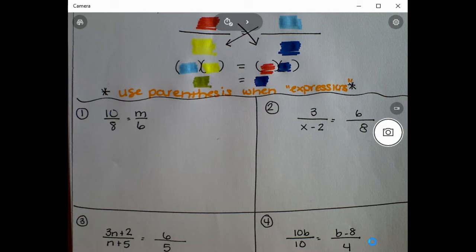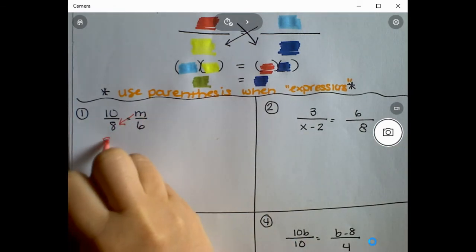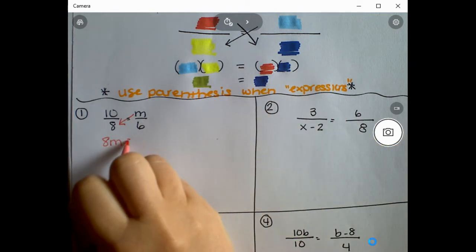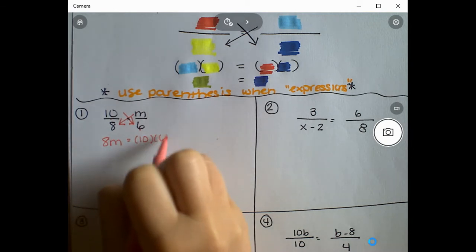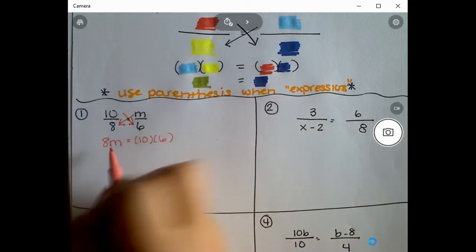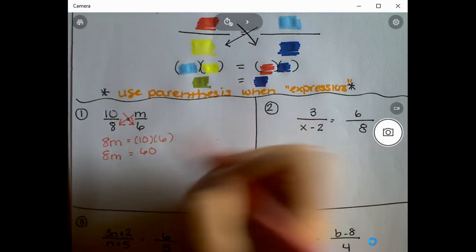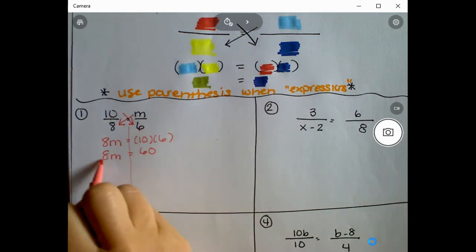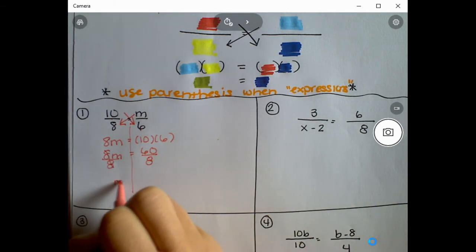So to cross multiply, you're going to multiply across the equal sign. So m times 8 is the same as 8m, because of the commutative property, equals, cross again, 10 times 6. 8m stays 8m, equals 60. We like to draw straight lines down the middle when we're solving equations. So we're going to divide both sides by 8 to get the m alone.